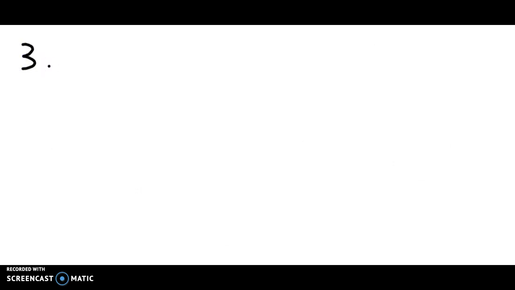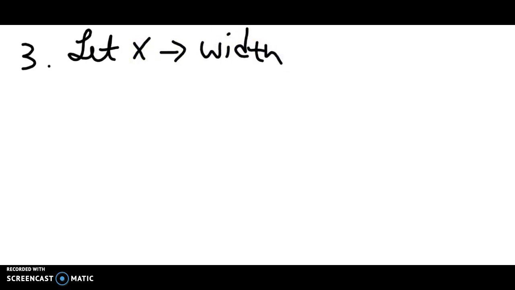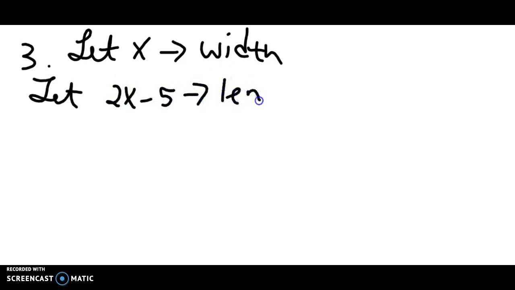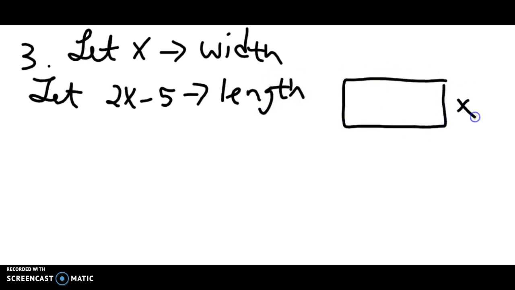Number 3, you have several ways to do this, but you should have a let statement. So I'm going to say x is going to be my width. I'm going to use w, but I'm just going to use x. Okay, and then we're going to say let 2x minus 5, according to what it says, represent my length. So I'm going to draw the picture because pictures help a lot of people. So this is x, and this is 2x minus 5. So this one has to be 2x minus 5. Remember, you can add up all the sides, or you can use the formula, 2 times the length plus 2 times the width. But I'm just going to go around and combine like terms.